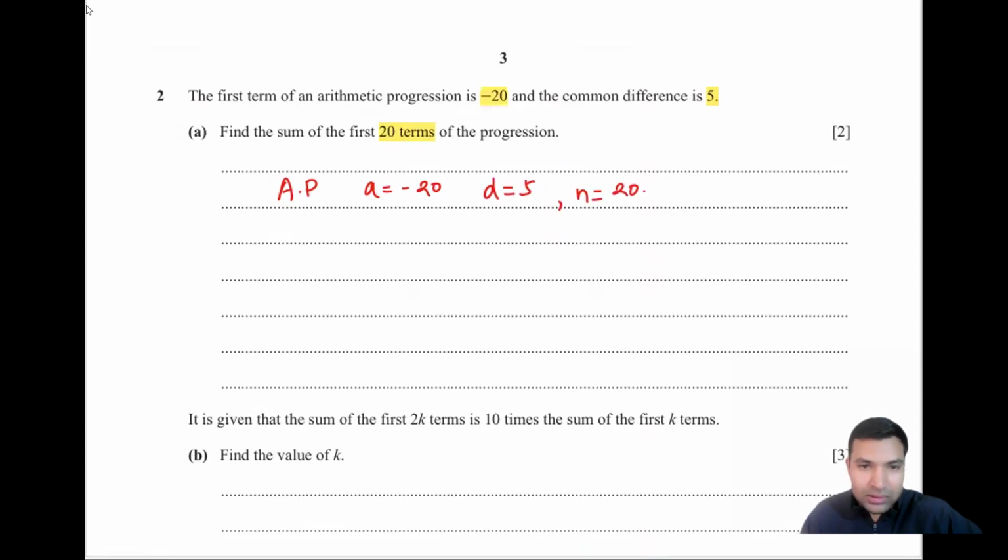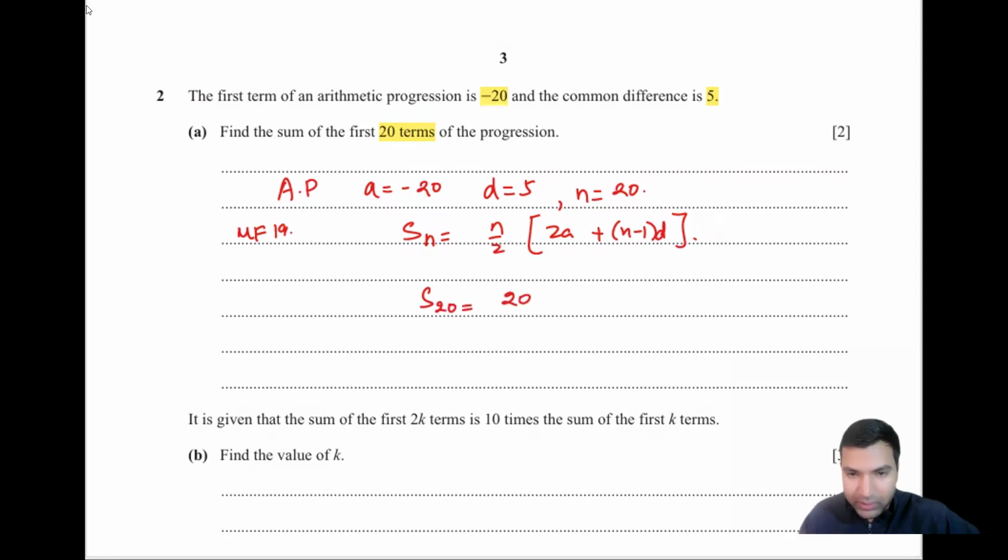This is what is given to us. Now using MF19, you can check the formula for the sum of the first n terms of an AP. So the sum Sn is given by n by 2 times 2a plus (n minus 1) times d. And here n is 20, so I'll just plug in 20 over 2, a is negative 20, and n minus 1 is 19 times d.